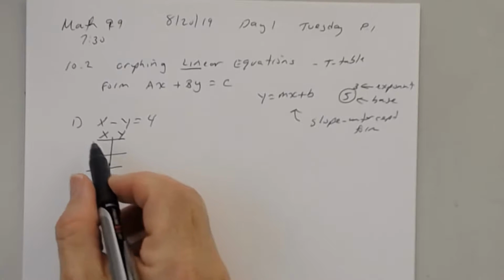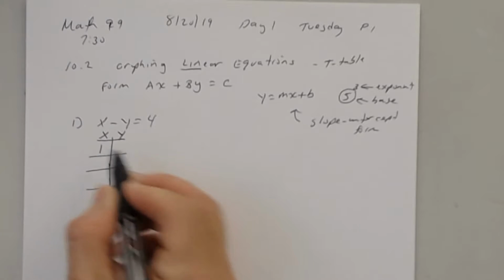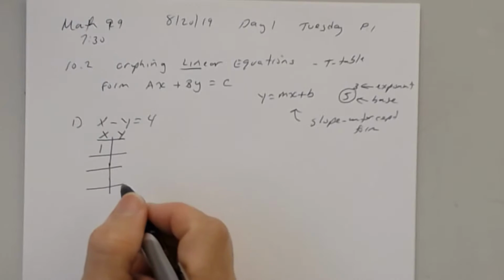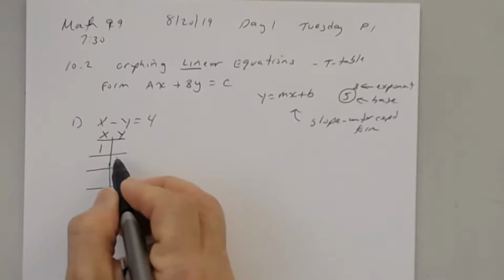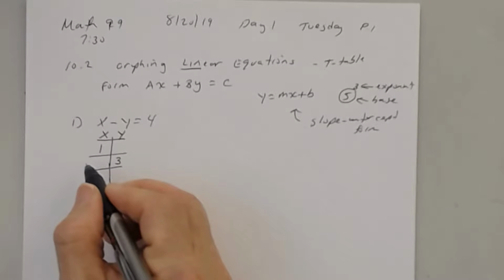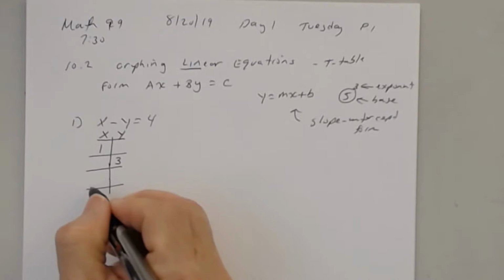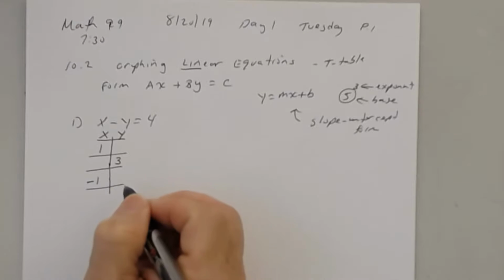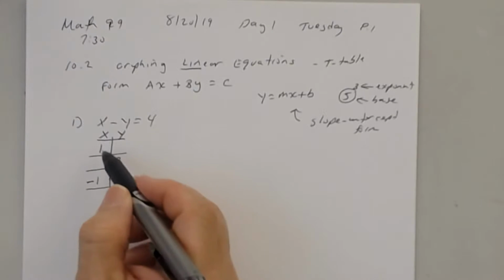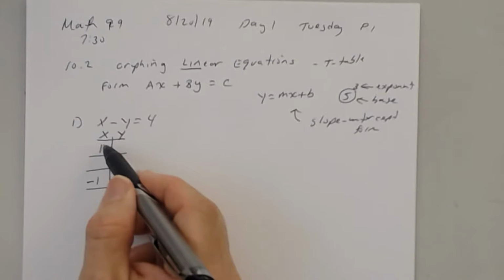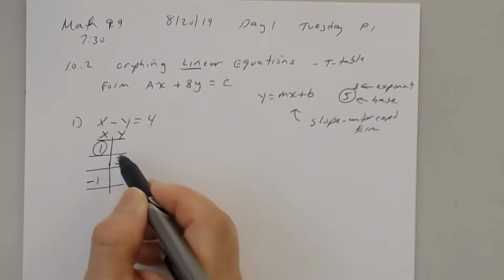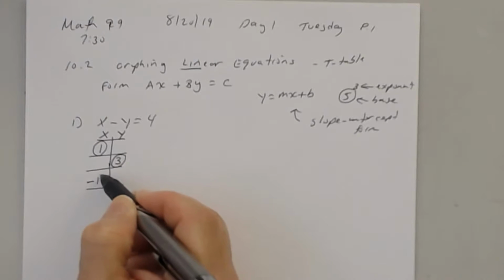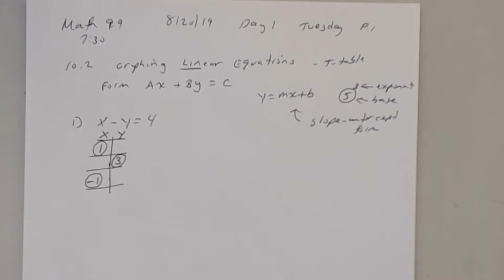And so let's suppose x is 1. We have to find the y value. If y is 3, we have to find the x. If x is negative 1, we have to find y. So in MyMathLab, you're going to see a t-table where in some cases you're told what x is, and in some cases you're told what y is. And then you just have to find the other value.